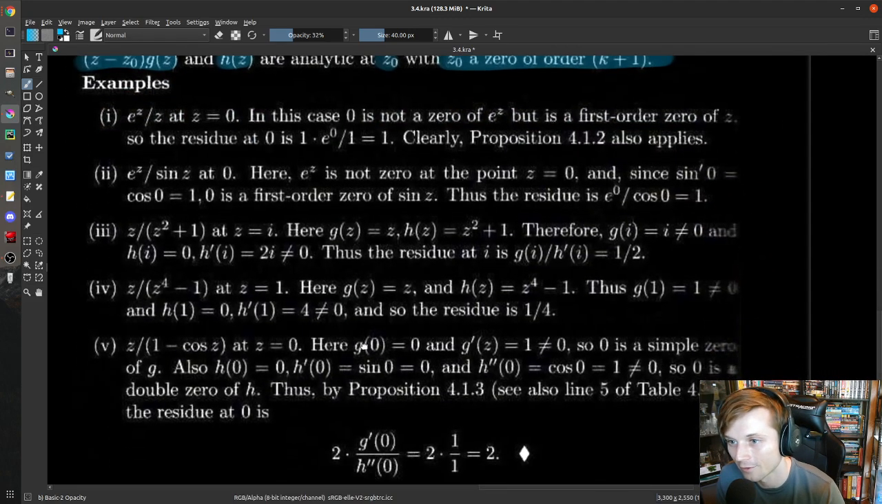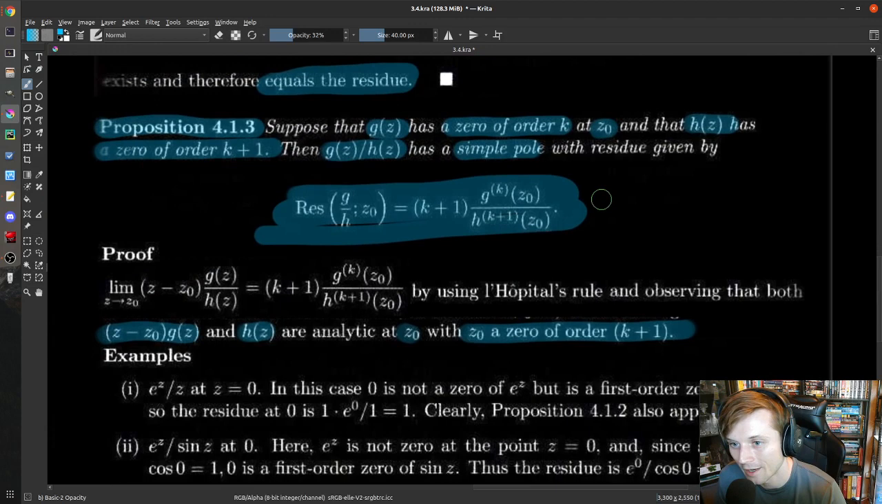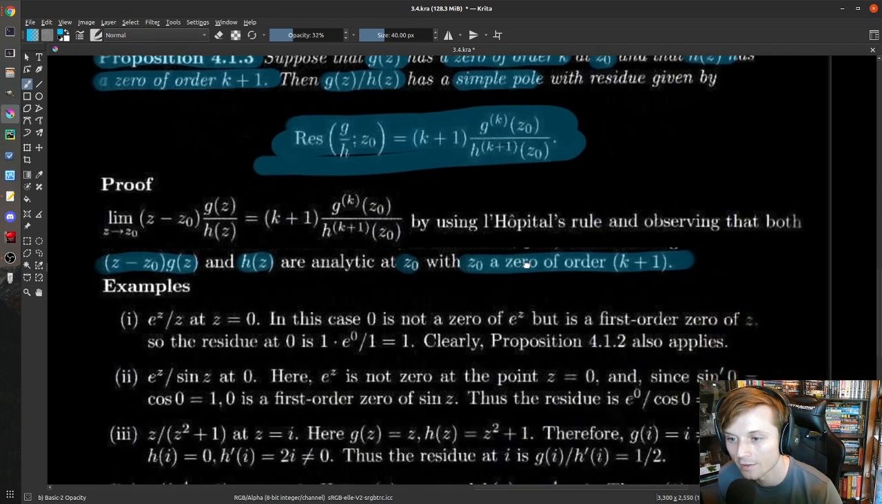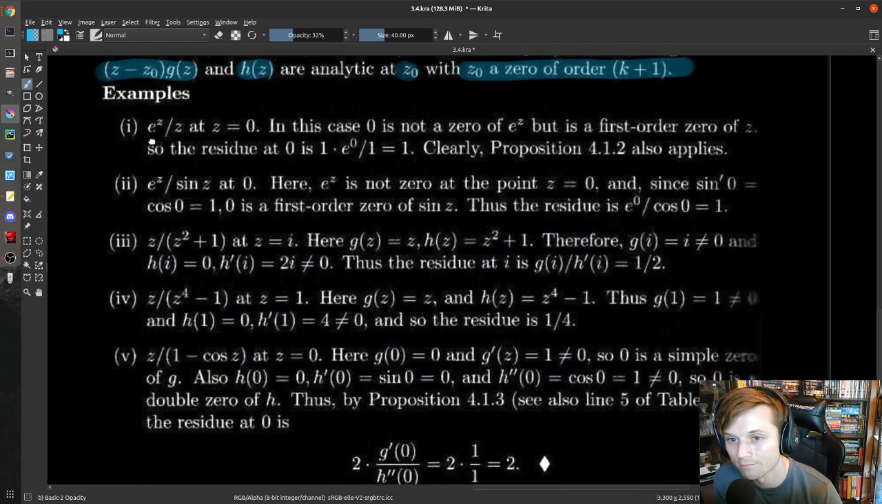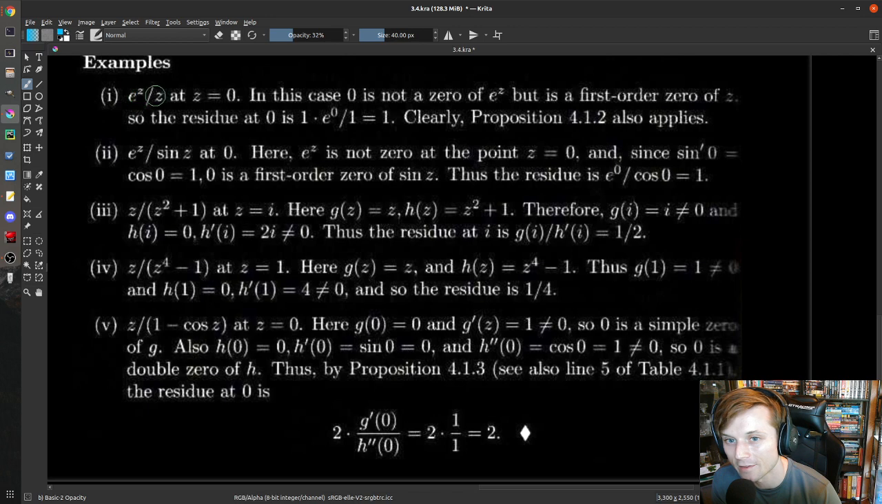So let's do some examples, because all of this feels, I think, kind of abstract, and so you start actually using it, and you go like, oh man, this is super easy. This is so simple to use. This is fantastic. So let's do a little bit of it. First one, let's try it out. e to the z divided by z at z equals 0. Okay. So 0 is not a 0 of e to the z, but it's a first order 0 of z. All right. So the residue at 0 is 1 times e to the 0 over 1 equals 1.